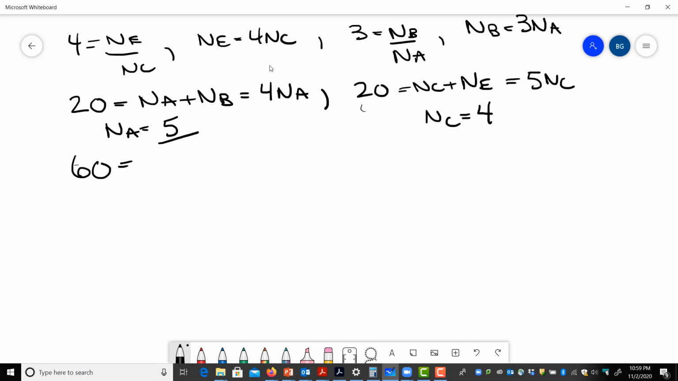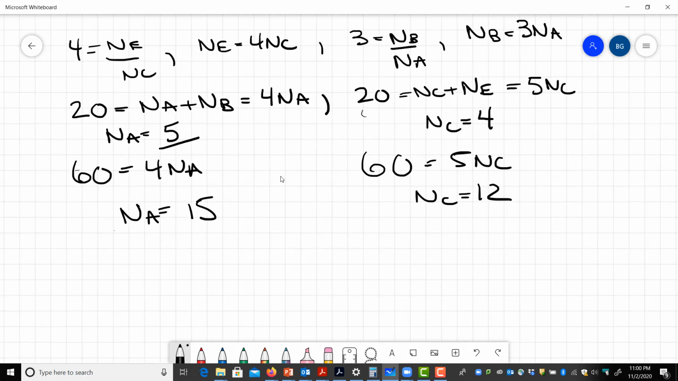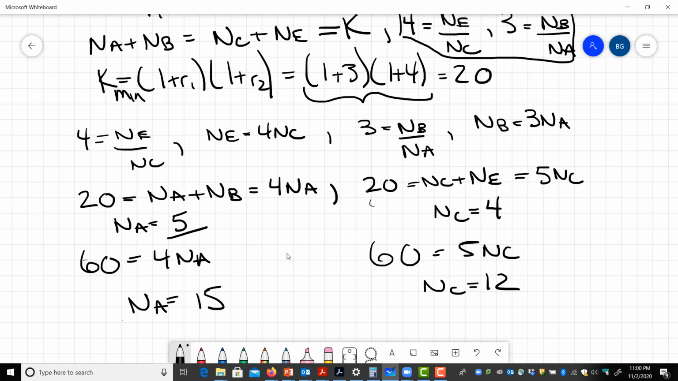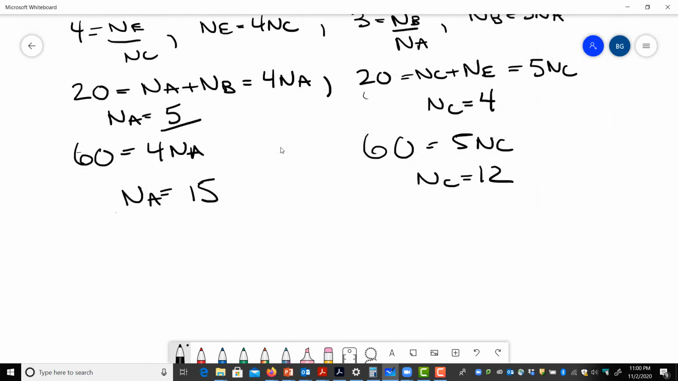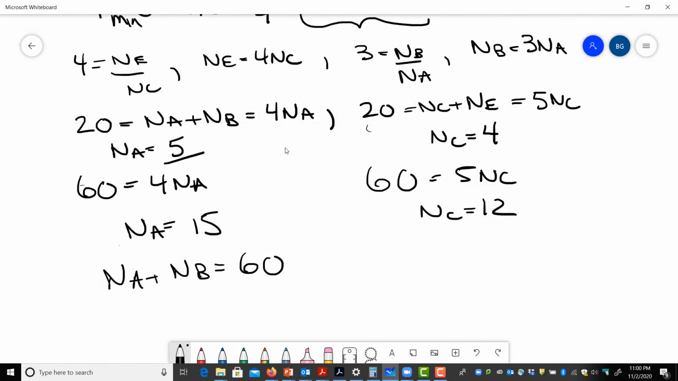So 60 equals 4NA, NA equals 15, 60 equals 5NC, NC equals 12. How do we get back to the other gears? We have to go back to this relationship here. NA plus NB equals NC plus NE. NA plus NB equals 60. Okay, but what does NA equal? Equals 15, so NB equals 45.